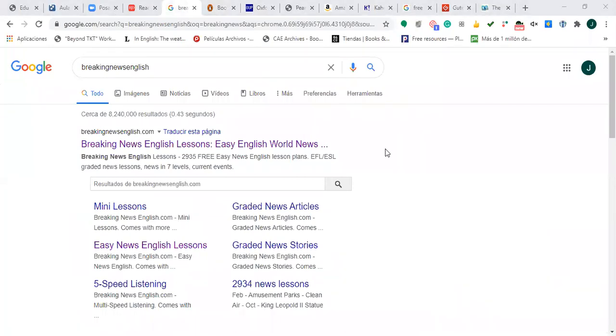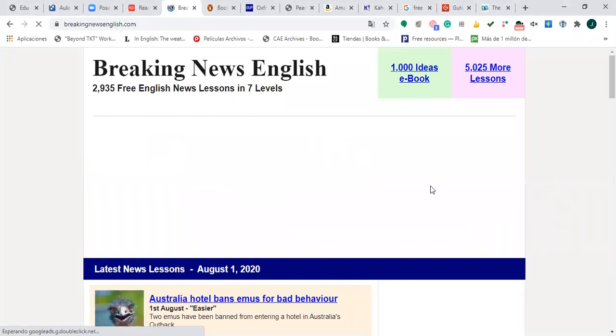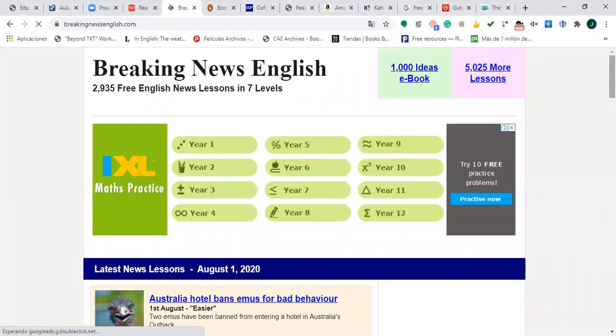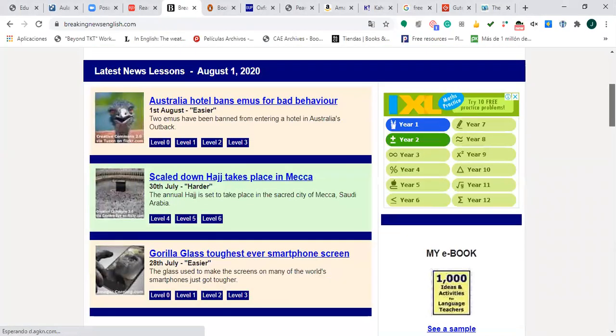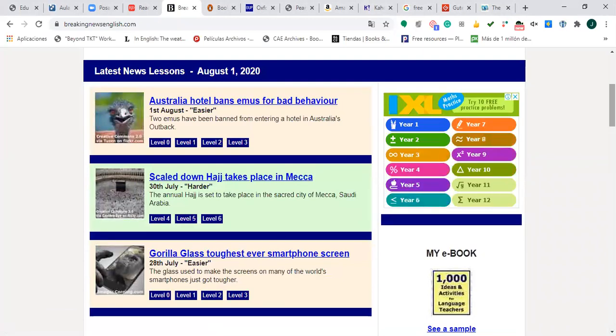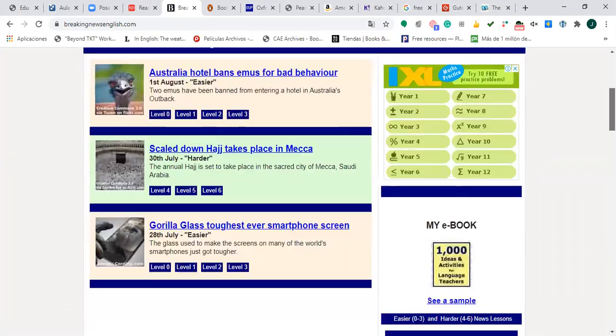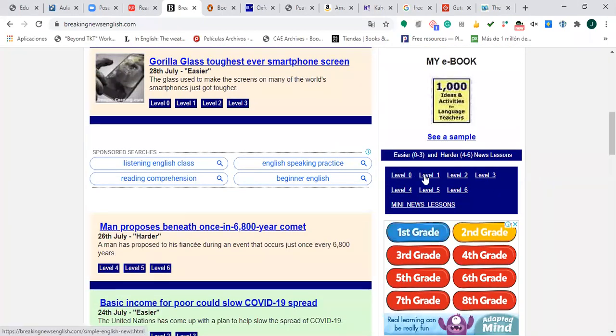I found another web page. This is related to news. Remember that you could use also news, right? The name of this page is Breaking News English Lessons. Here you have a lot of articles from news. They are short ones. It depends on the level. You have a lot of levels here: level 0, 1, 2, 3, 4, 5, 6.